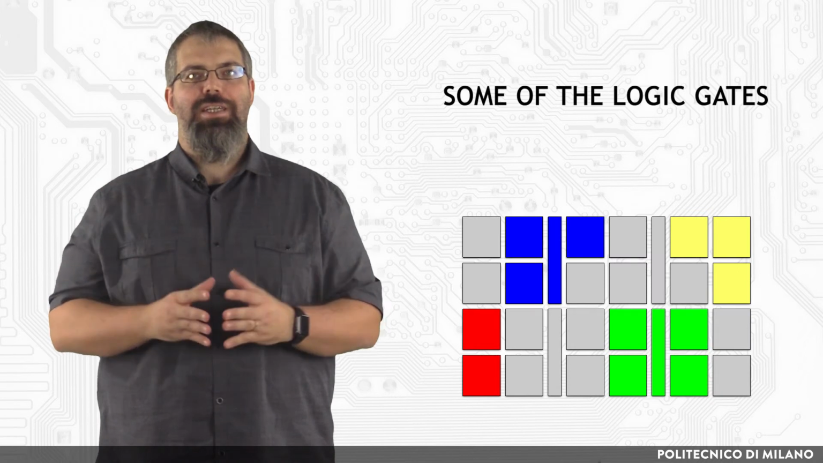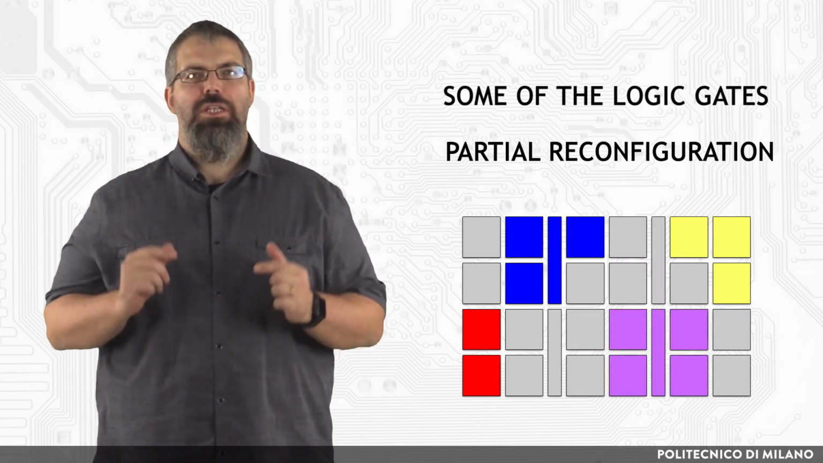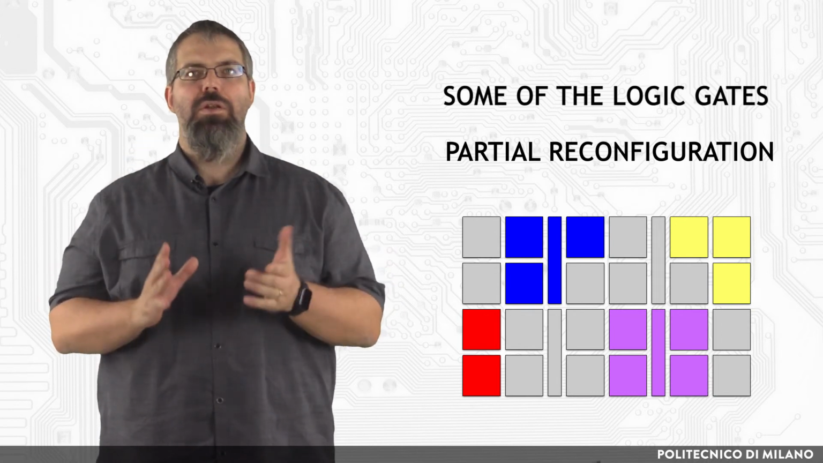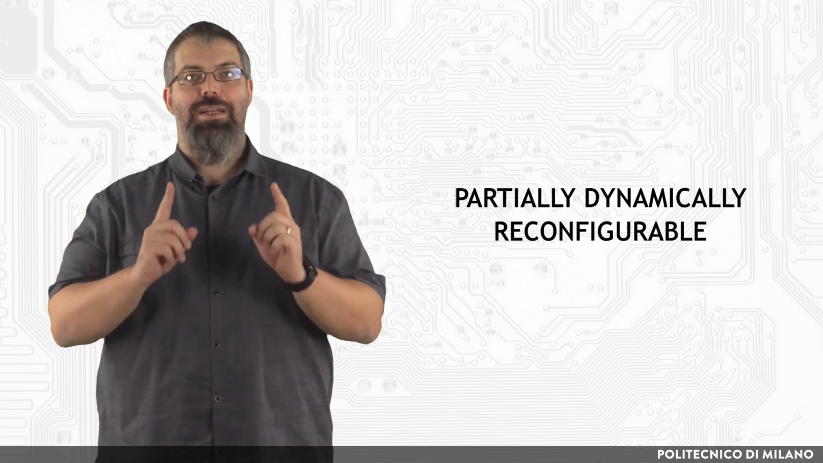A further improvement in FPGA technology allows modern boards to reconfigure only some of the logic gates, leaving the other ones unchanged. This partial reconfiguration is of course much faster in case only a small part of the FPGA logic needs to be changed. When both these features are available, the FPGA is referred to as partially dynamically reconfigurable.